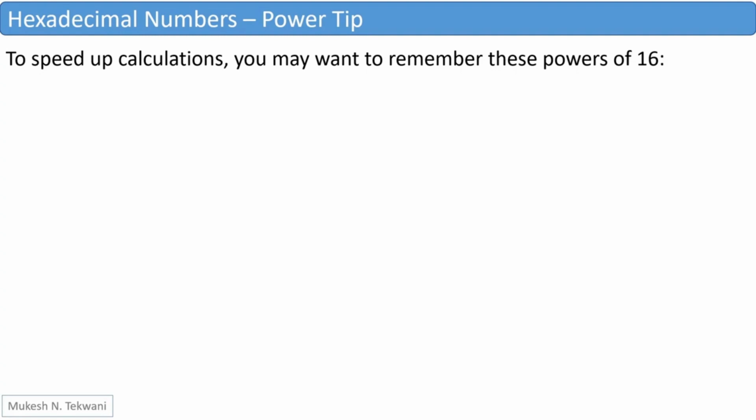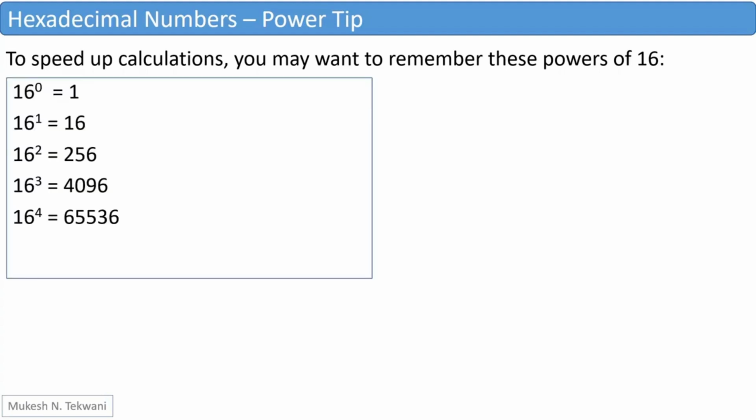But before we do that, you may want to remember a few powers of 16, which will help you to do the calculations quickly. For example, we have 16 raised to 0 is 1, 16 raised to 1 is 16, 16 square is 256, etc. And even if you remember up to 16 raised to 4, that is 65536, this should help.